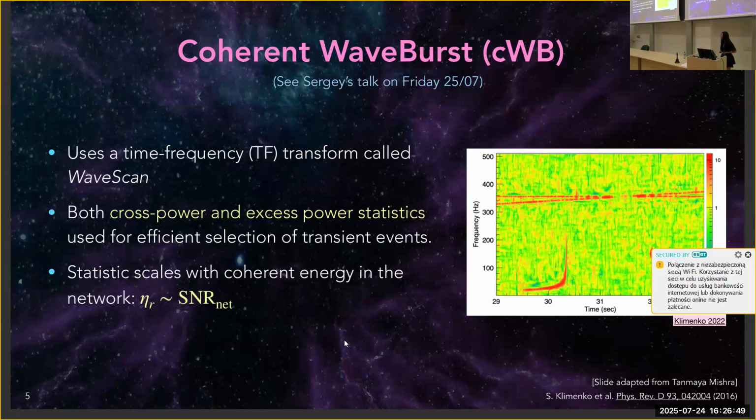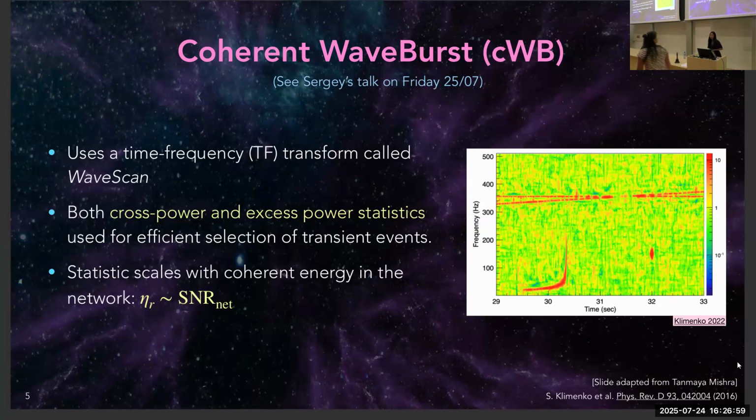Okay, so, all good? The 2 analysis pipelines that we're using in this work: the first is coherent WaveBurst, which you'll hear a lot more about from Sergey tomorrow, but in a very quick 1-minute summary, it uses cross power and excess power statistics to tell us whether or not something in the data is consistent with a signal. Specifically, that detection statistic scales with the coherent network SNR of your detector network. You're going to see that as this eta here throughout the talk.